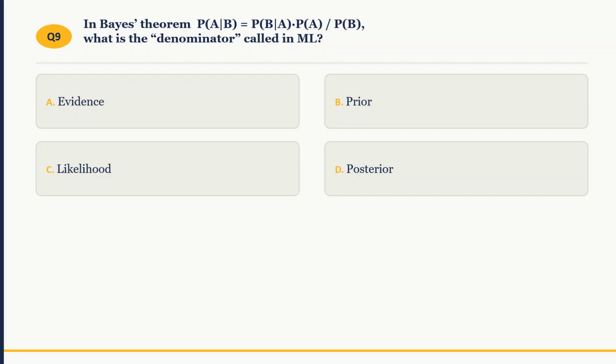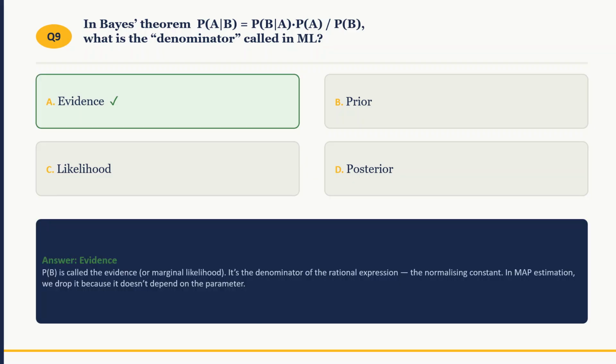Question 9. What is the domain of the fraction x plus 1 over the quantity x minus 3 times x plus 5? Take a moment to think about it. The answer is x not equal to 3 and x not equal to -5. Set each denominator factor to 0. x minus 3 equals 0 gives x equals 3. x plus 5 equals 0 gives x equals -5. These are the excluded values.